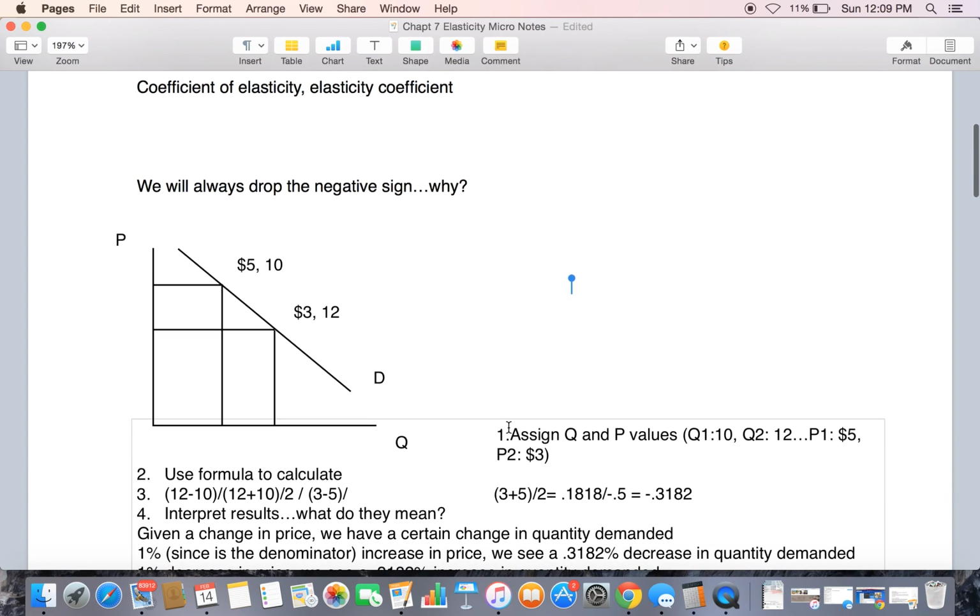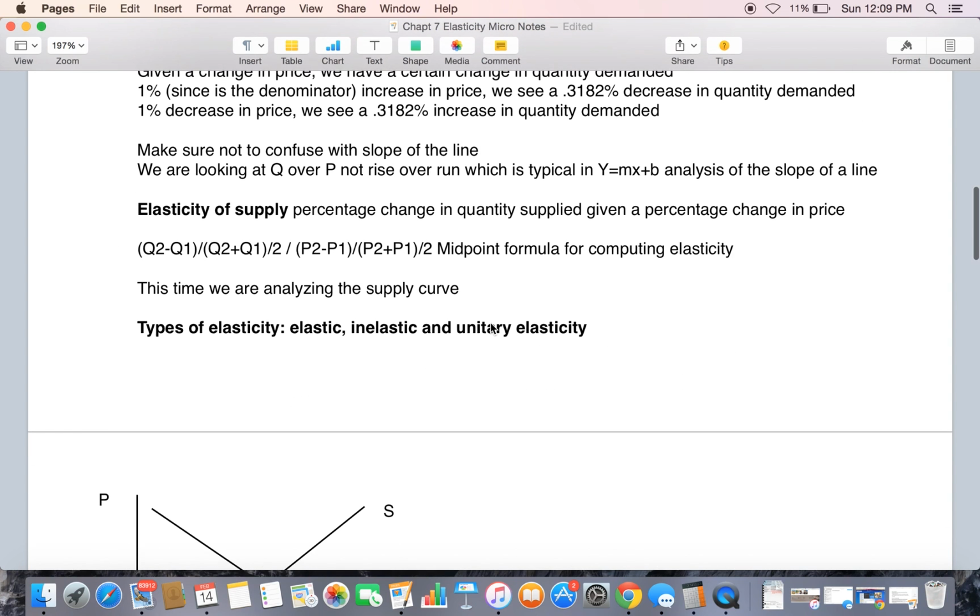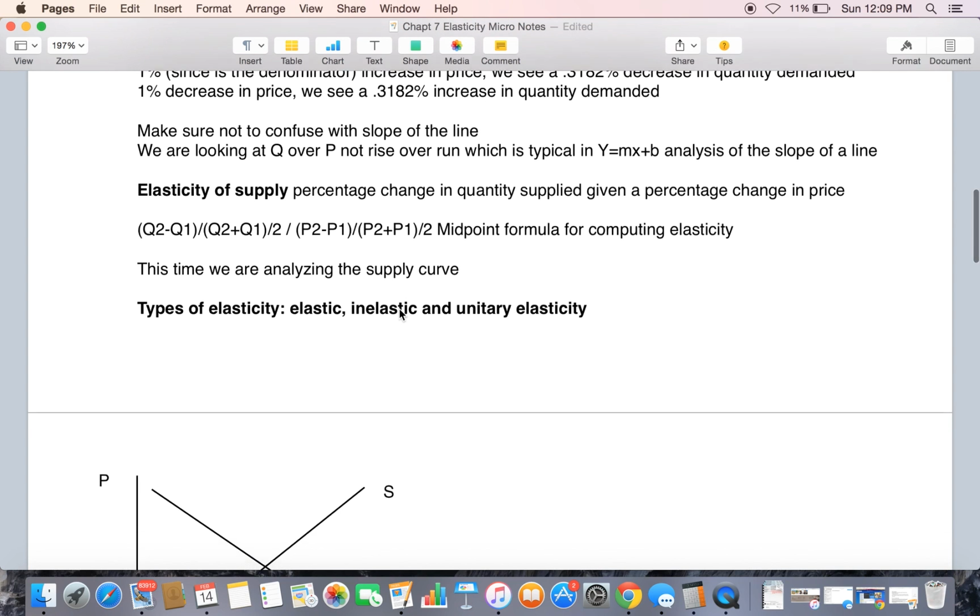Instead of thinking about how a change in price impacts the quantity demanded that consumers are demanding, the elasticity of supply is going to say, what does a change in price do to influence suppliers or producers to increase the quantity they supply to the market?